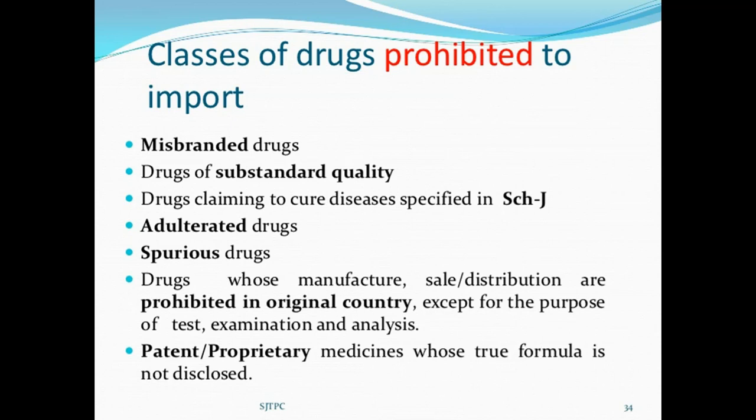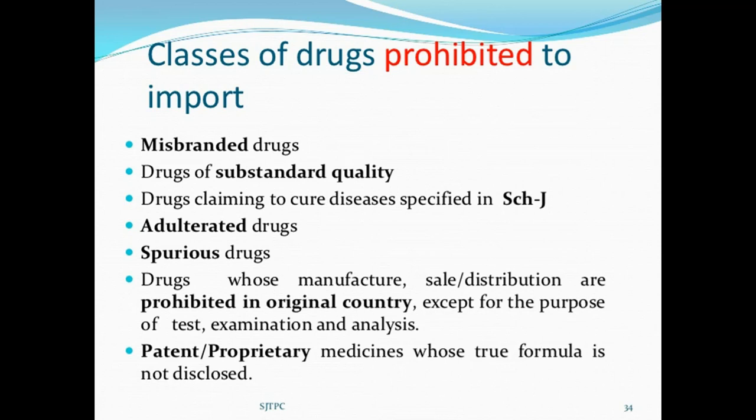Another thing is adulterated drugs. You have gone through the definition. So adulterated drugs also cannot be imported. Spurious drugs, imitated drugs, as I have told, all that cannot be imported.